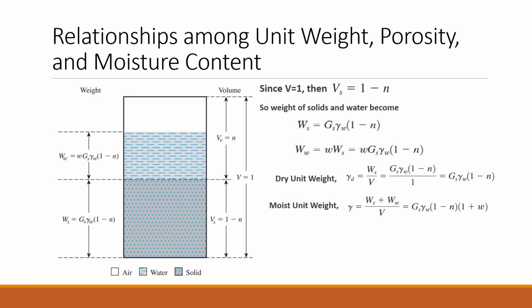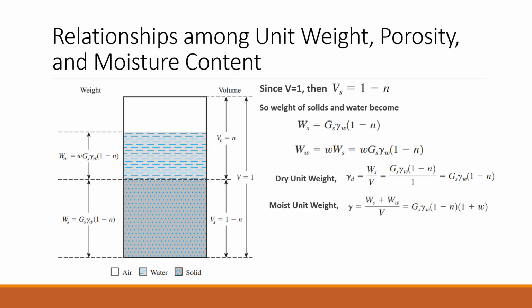Kaganiha man gud nag-focus lang ta sa relationship between the unit weight and the void ratio, specific gravity, and the moisture content. So, diri, ato makita is, dili na nato makita ang void ratio. So, kasagara is porosity na. So, our weight of solids now become specific gravity times the unit weight of water times 1 minus n. So, nanay present sa atong porosity. And the weight of water is now equal to the moisture content times the specific gravity times the unit weight of water times 1 minus n.